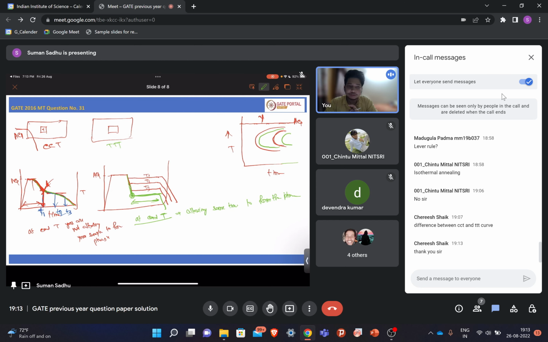Yes. Okay. Basically, in reality, we follow the CCT curve most of the time, because mostly we deal with continuous cooling. And we also sometimes follow the TTT curve when we do the aging treatment or heat treatment. So in aging treatment, we follow the TTT curve.